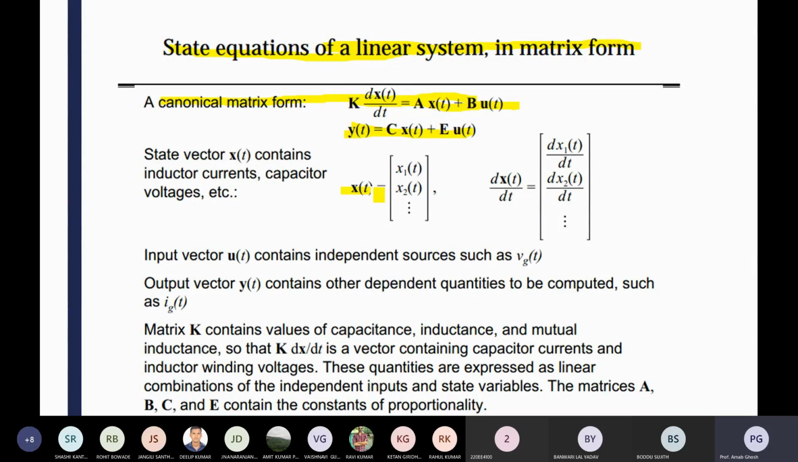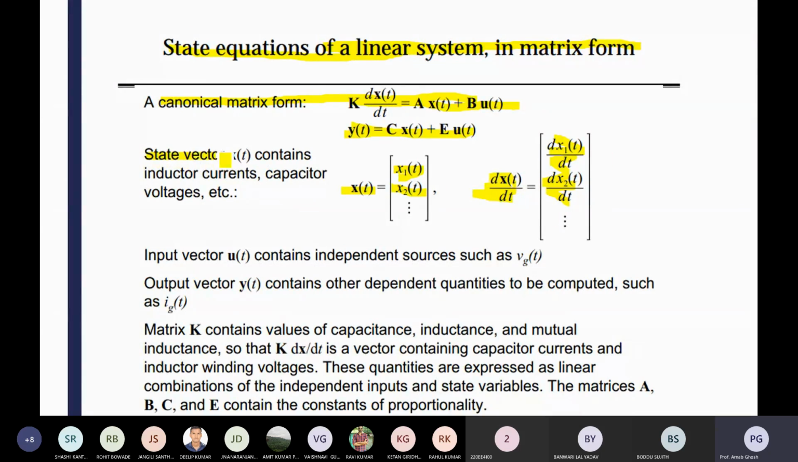So x is your set of state variables. x(t) is written in bold, and it is your state variables. And dx/dt is the rate of change of state variables. It means matrices are there, so the differential equation of the matrix is responsible for knowing the states.